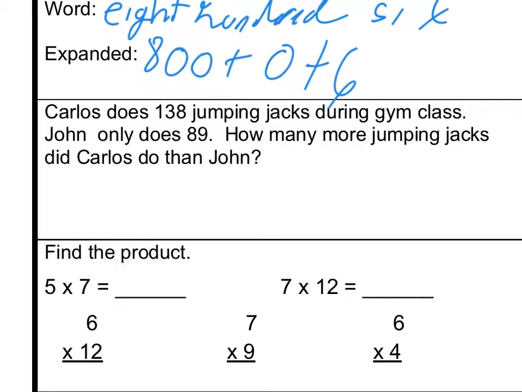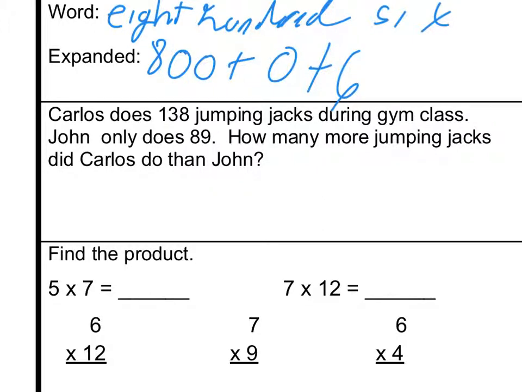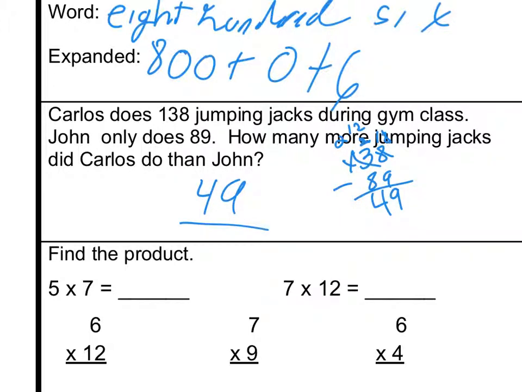And our next question is, Carlos does 138 jumping jacks during gym class. John only does 89. How many more jumping jacks did Carlos do than John? So what we're going to do is write 138, then write 89 below it. So you write your subtraction sign, so you do 8 minus 9, but you can't do that, so you borrow, make that a 2, and then make that 18, and that would be 9. 2 minus 8, you can't do that, so you mark out that 1 and make it a 0, and make that a 12, because you add 10 to it, and 12 minus 8 equals 4, so that would be 49. So he does 49 jumping jacks in total.